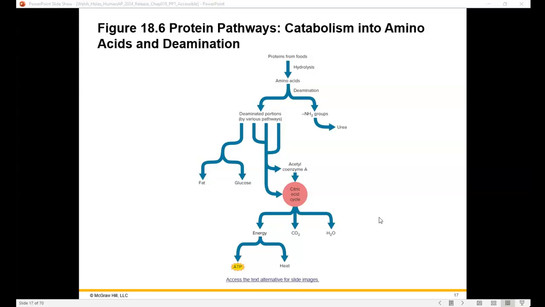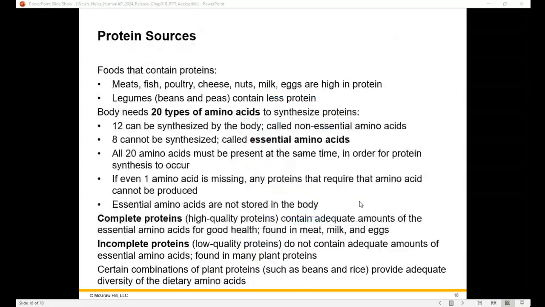Figure 18.6 shows you the protein pathways. This shows you catabolism, which means breakdown into amino acids, and the use of deamination that produces urea. Again, we can convert those amino acids to certain molecules that can then go directly to acetyl coenzyme A and into the citric acid cycle for energy.